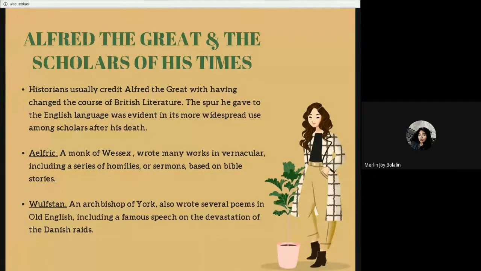Two of the best-known scholars of his time are Aelfric and Wulfstan. Aelfric is a monk of Wessex who wrote many works in the vernacular, including a series of homilies or sermons based on Bible stories. Wulfstan is an Archbishop of York who also wrote several poems in Old English, including a famous speech on the devastation of the Danish raids.